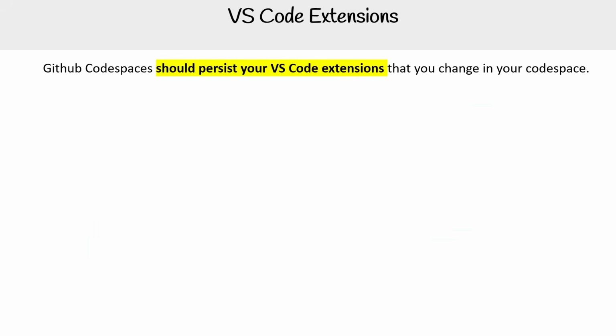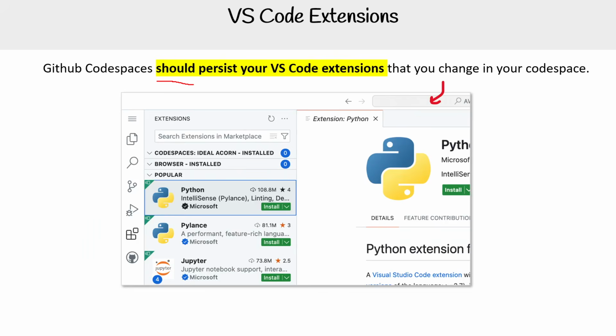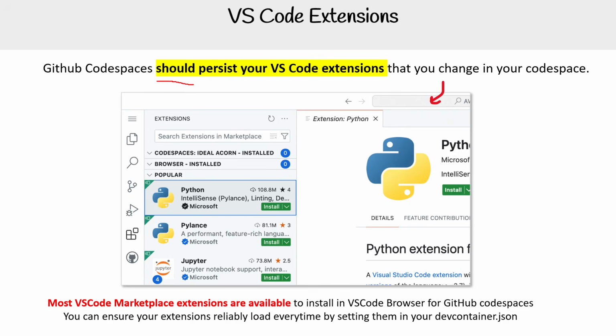Let's take a look at VS Code extensions. So GitHub Codespaces should persist. I use the word should because, again, I'm not getting it to work for me. But the idea is that you can install your extensions. Most VS Code Marketplace extensions are available to install in the VS Code browser for GitHub Codespaces. You can ensure your extensions reliably load every time by setting them in the devcontainer.json.